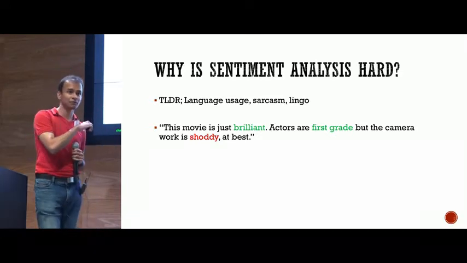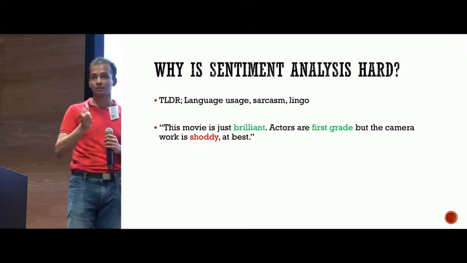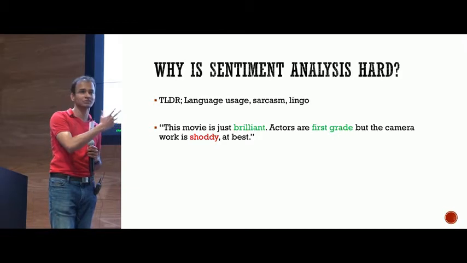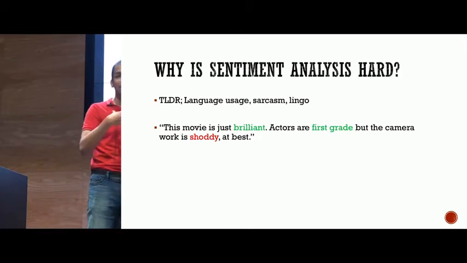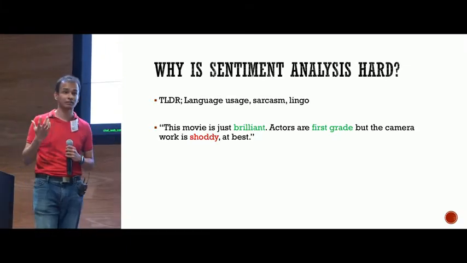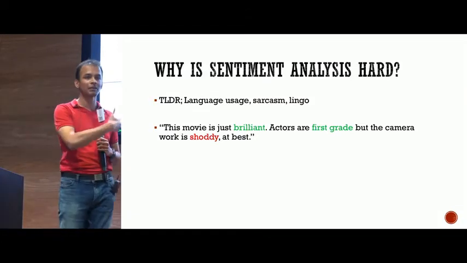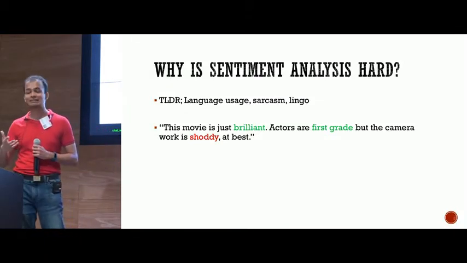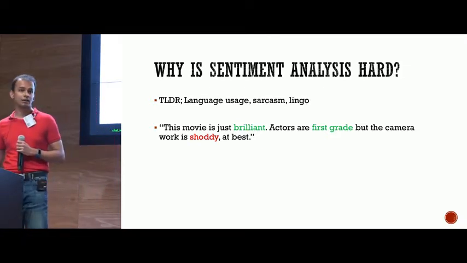This is again an example from one of the data sets we have. If you see, there are mixed positive as well as negative sentiments here. The first part of the sentence is brilliant, so it's positive. And the second part is okay, it's first grade, but the camera work is shoddy. So how do we rate this sort of review? This is more like saying, okay, 2 out of 3 is good, so probably it's still 70% positive. This is one way of doing it, but still this is difficult. This is one of the reasons why sentiment analysis is hard, and why we want to understand how we can see the sentiment here.